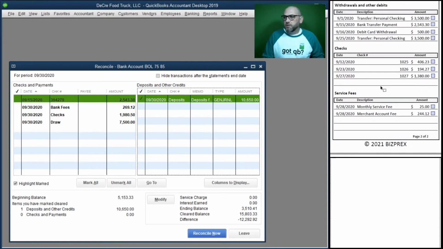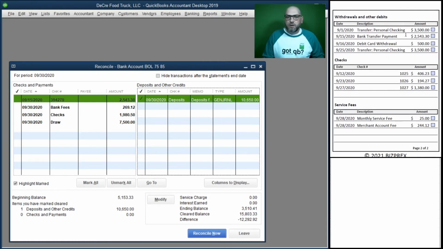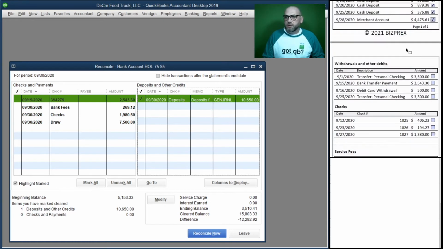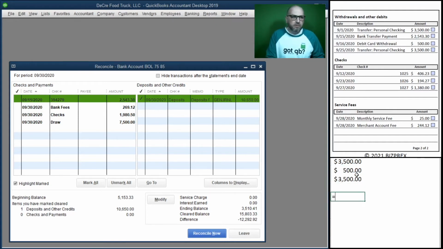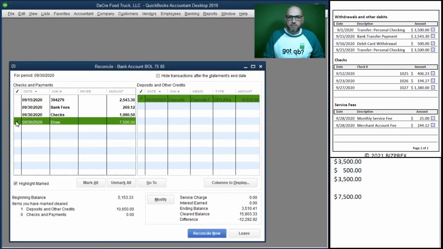What else we got? Okay, so we have our draw, and since it's not identified here, we're going to do some mathematics, right? And we have our checks. So first, let's do the draw, right? So here we are. We have 3,500 right here. We have 500 right here, and we have another 3,500 right here. So we're going to sum those up. Here we are, 7.5, so that matches.